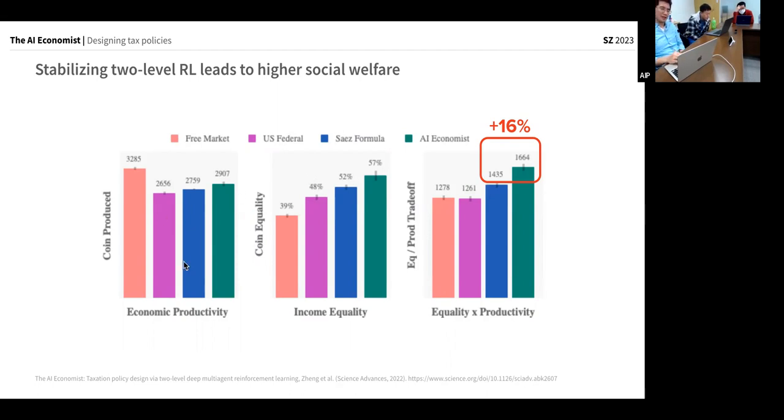Now, what are these other baselines? The first one is the free market. In the free market, there's no taxes, nothing. The second is the taxes that are used in the US, more or less. That means that as you make more money, you pay higher tax rates on that higher income. And then the third one is the so-called Saez formula. The Saez formula is a theoretical solution, and in this case it leads to regressive taxes, meaning that as you make more money, you actually pay lower tax rates. So it's interesting: you have progressive rates, regressive rates.